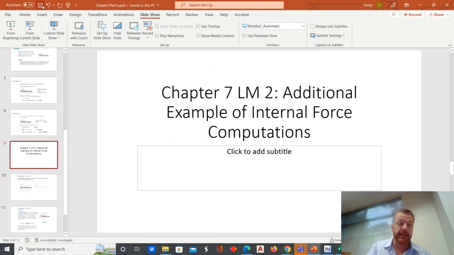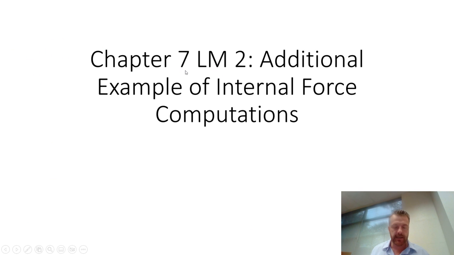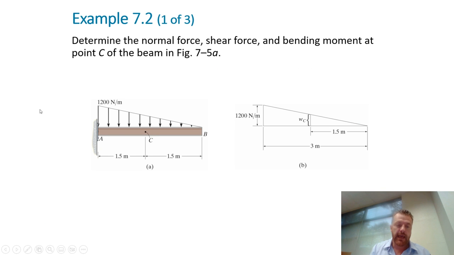So in this video, we're going to look at an additional example of how you determine the internal forces inside a beam given a particular loading condition. So we have a 3-foot beam, which is subjected to a distributed force. It has a peak value of 1,200 newtons per meter at the point of connection of the wall, and that linearly tapers down to 0 across the 3-foot span.